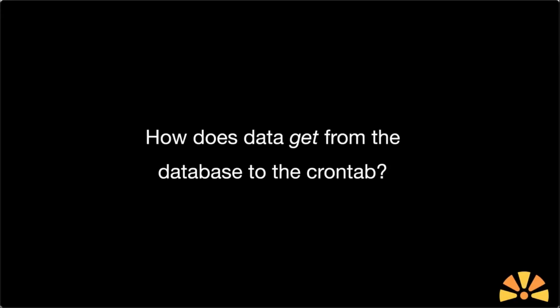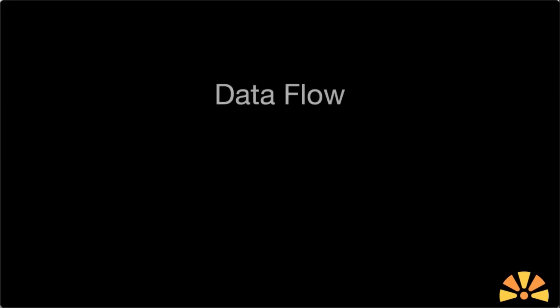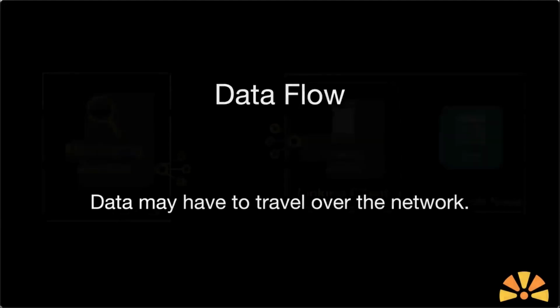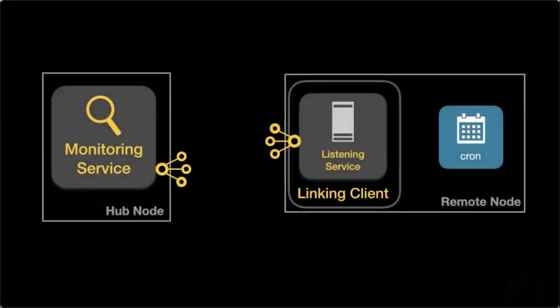Well, I'll demonstrate with an example, but first recall that Sundial works across multiple nodes. I bring this up because the data flow architecture was highly influenced by the consideration that data may have to travel over the network. With that in mind, let's follow the flow of data after a user adds a job in the UI to a cron tab belonging to a remote node.